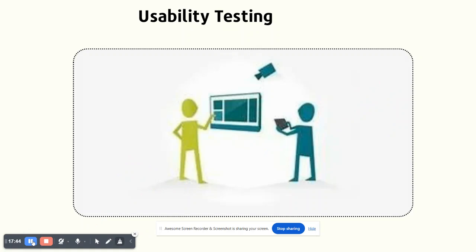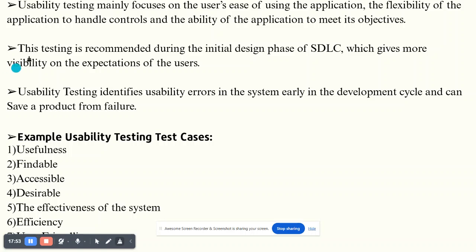So what is usability testing actually? I already said it to you. Moving to the theory part of usability testing. Usability testing mainly focuses on the user's ease of using the application, the flexibility of the application to handle controls, and the ability of the application to meet its objective. That's all. This testing is recommended during the initial design phase of the SDLC.